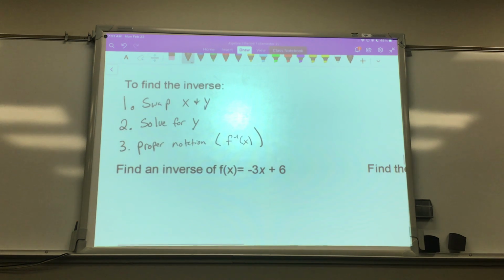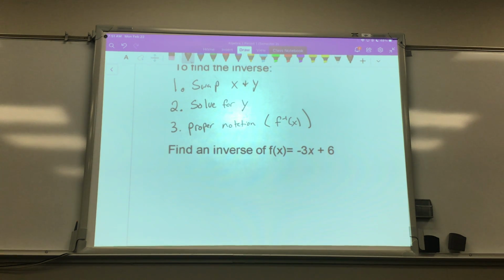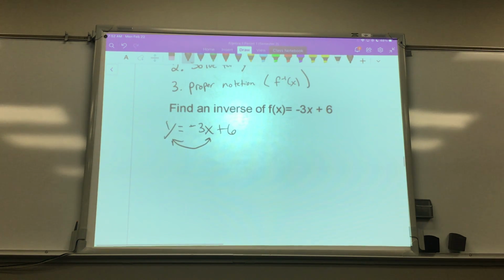Okay, so find an inverse of f of x equals negative 3x plus 6. F of x, we can just replace that with y, can't we? So y equals that negative 3x plus 6. What's the first step? It said swap x and y, correct? So literally flip-flop those. Nothing with the coefficients, literally just the x and the y. So then I'm going to have x equals negative 3y plus 6.